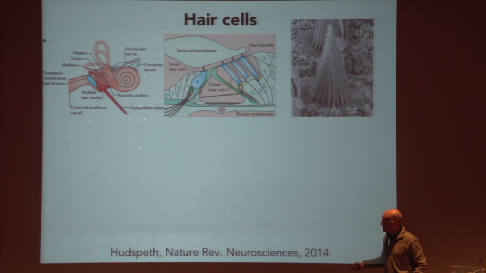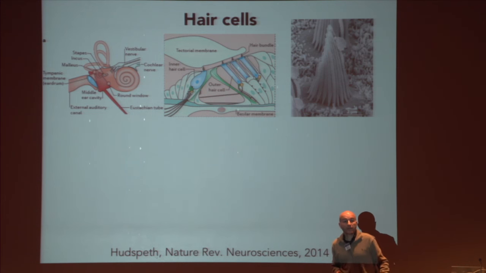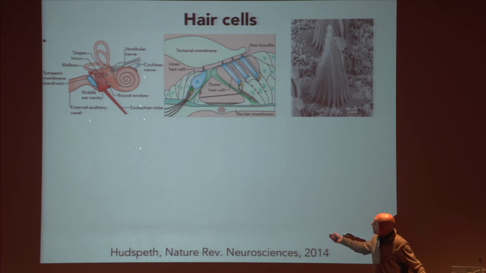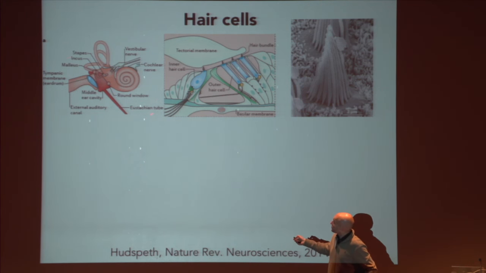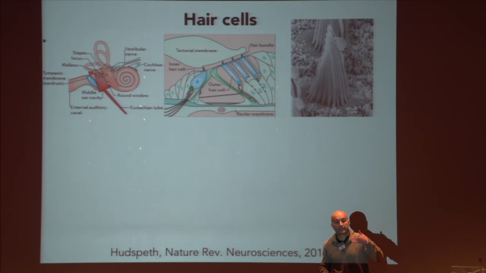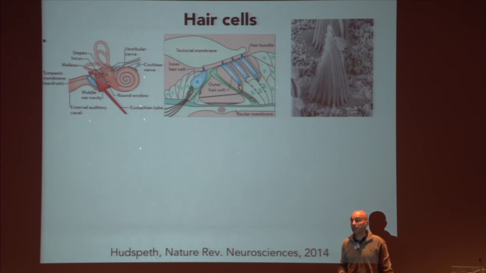And you can get all the details in this review. The model of Hudspeth was proposed 30 years ago, but this recent review makes a very nice account of the state of the art. So our ear is shown in a schematic way here. This is the external part of the ear. Sound is coming from here, and it impinges on the eardrum that vibrates and sends sound waves into the internal part of the ear.